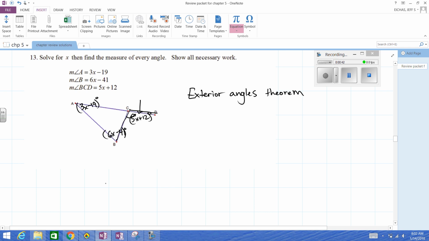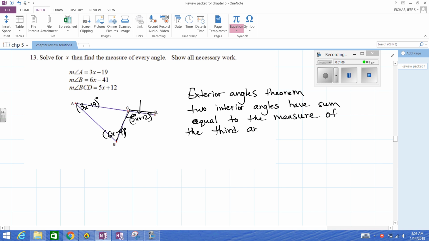But the exterior angles theorem is that the two interior angles have a sum equal to the measure of the exterior angle, the other one's exterior angle. Okay, so that's the exterior angles theorem, and we've got to use that to solve this problem.